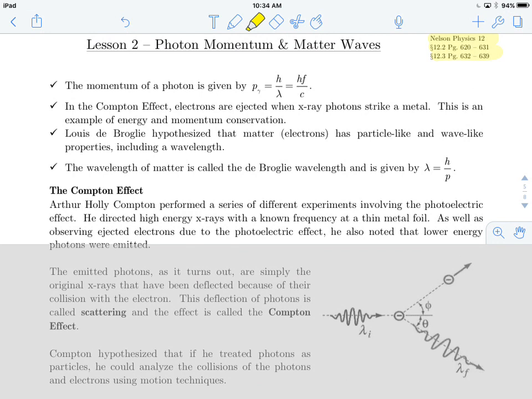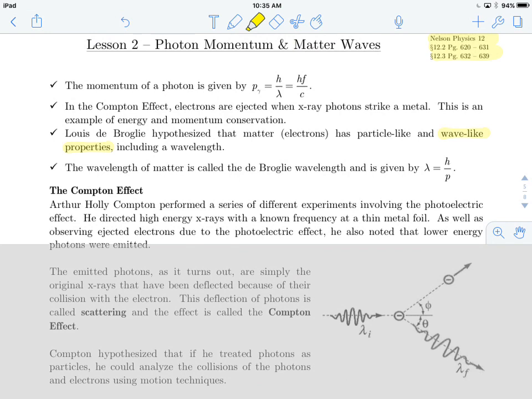We're also going to look at de Broglie and how he hypothesized that matter has particle-like properties and wave-like properties. And this is a huge, huge, huge quantum idea, that matter has properties like waves, which really hadn't been thought of. We'll talk a little bit more about that. And we can quantify a wavelength of matter. It's called the de Broglie wavelength, and that's given by λ = h/p.